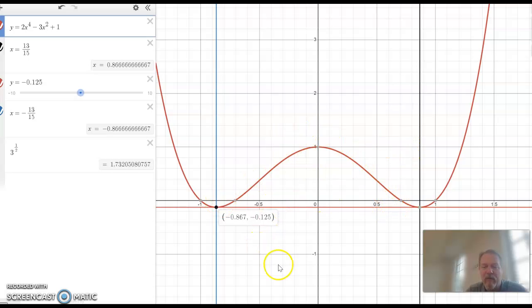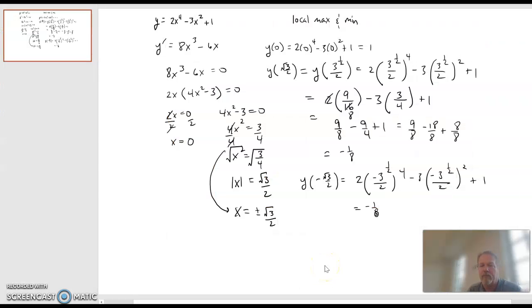But if I didn't know the graph and I wanted to find out using calculus if they're maxes or mins, one way to do it is with the second derivative test. The second derivative test says take the second derivative. If y prime equals 8x cubed minus 6x, the second derivative, y double prime, is the derivative of 8x cubed, which is 24x squared, subtract the derivative of 6x, which is 6. I'm going to evaluate that at 0, at root 3 over 2, and at negative root 3 over 2, my 3 critical points.